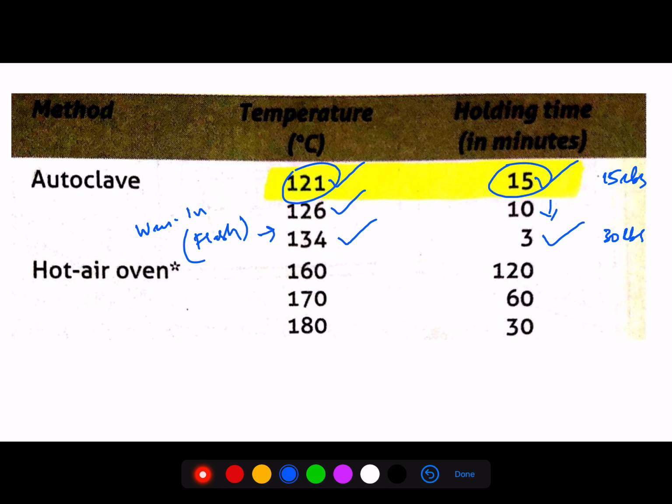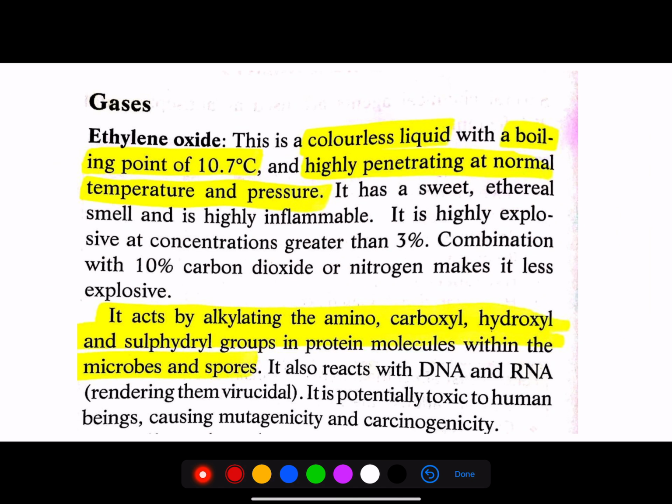The next comes the hot air oven. It's a recent modification, so please do follow these numbers. That is 160 degrees centigrade, 120 minutes, that is 2 hours, or 170 degrees, 60 minutes, or 180 degrees centigrade, 30 minutes. So as the temperature increases, the holding time decreases.